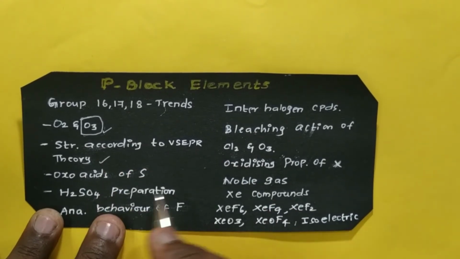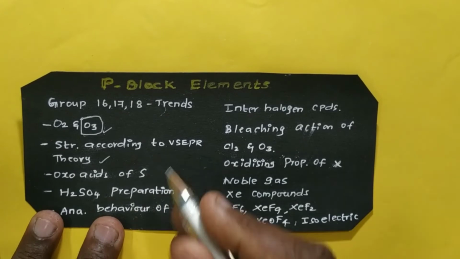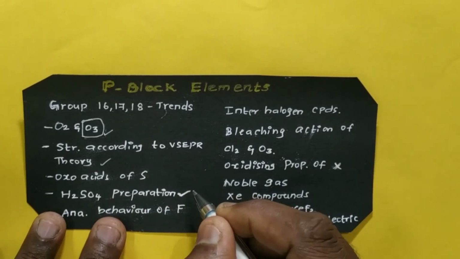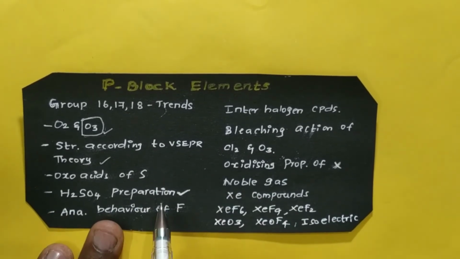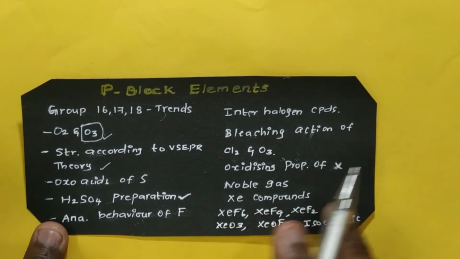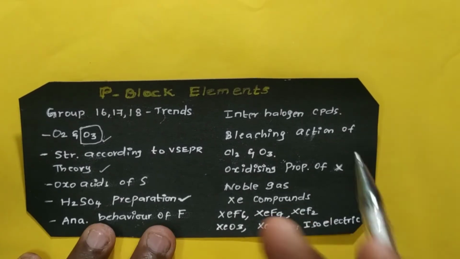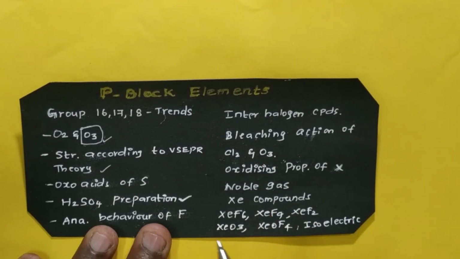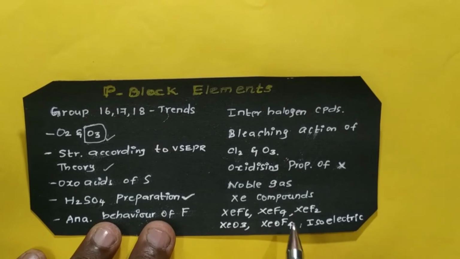And then oxoacids of sulfur. This is a very important one, and the most important is the industrial preparation of sulfuric acid, they'll be asking. Then a very important question, that is the anomalous behavior of fluorine. They'll be asking in 1 mark or 2 marks, any two anomalous behaviors of fluorine.